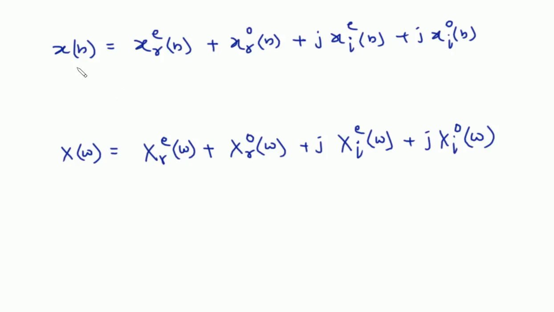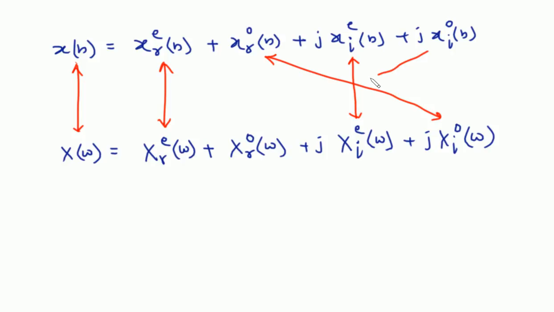If the DTFT of x[n] is X omega, then the DTFT of a real and even signal is real and even. The DTFT of real and odd is imaginary and odd. The DTFT of imaginary and even is imaginary and even, and the DTFT of imaginary and odd is real and odd. So this is the symmetry property of DTFT.